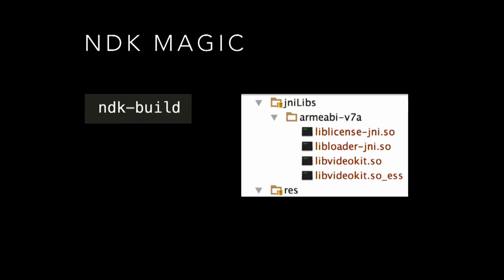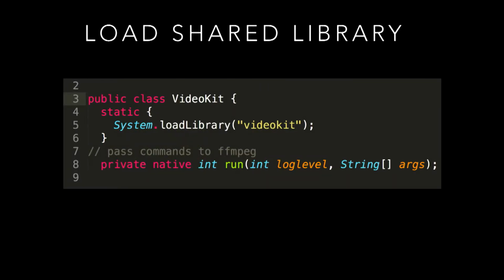How do you use the .so file, or how do you access the .so file in your code? You basically have to write a Java wrapper class to load the library. And then you also have to define the native methods that are in your .so file using the private native keyword.